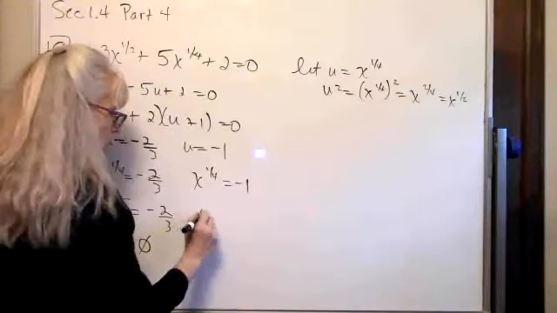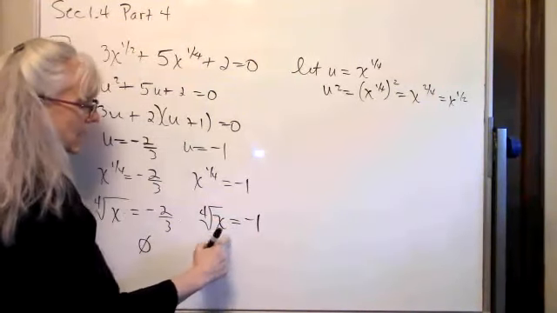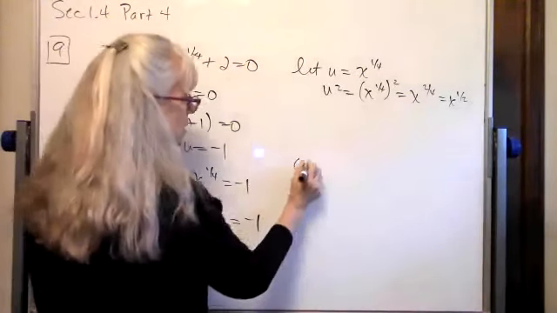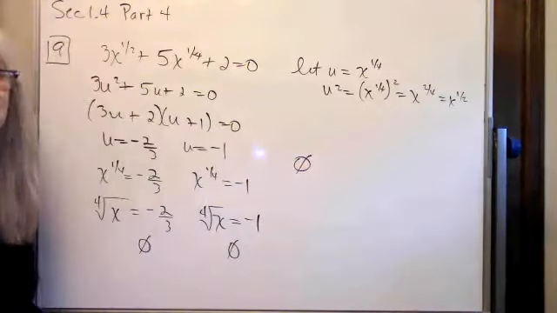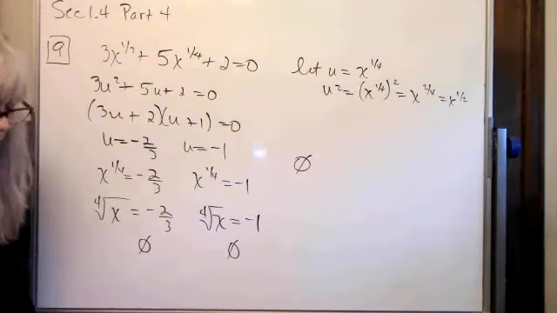I have the same problems over here. Fourth root of x is equal to -1. The fourth root can't equal a negative number. So this is also no solution. So all together, there's nothing that's going to work. So this has no solution. The process is fine. It's just when we got down to the end, we could not simplify that.